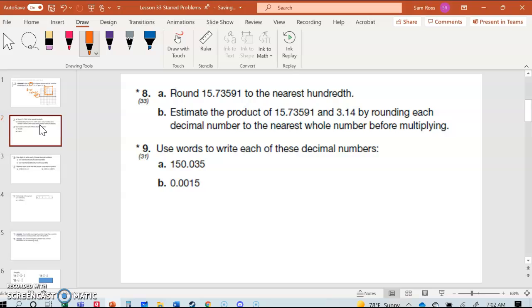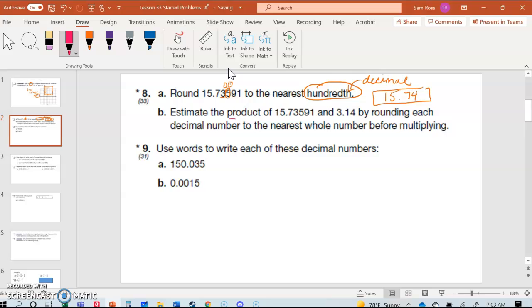Okay. Number 8 says round this number to the nearest hundredth. This means it's going to be a decimal. So let's see. This is tenths. This is hundredths. So this is what I'm going to be rounding. So this is what I'm going to be looking at. So that's 5. So it's going to be 15.74. That's my answer.